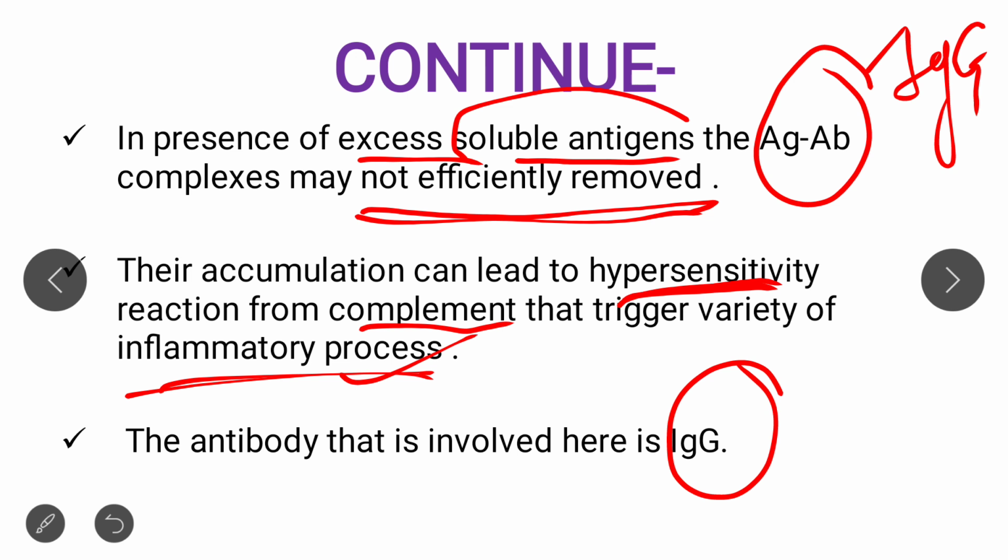Okay, this type 3 hypersensitivity is not so important from the examination point of view. I will discuss which type of hypersensitivity most of the questions have been asked from previously, and in future the questions will be asked. Okay, so please watch this video till the end.